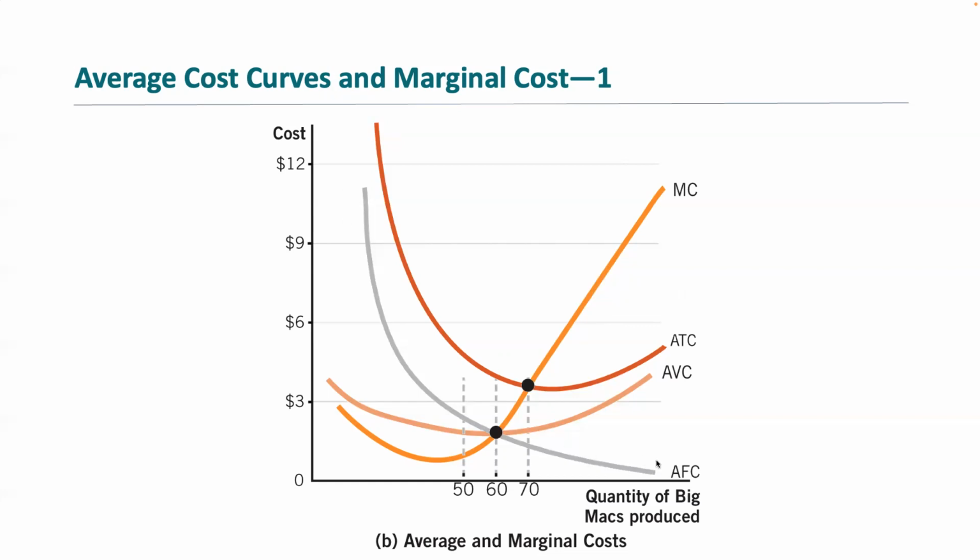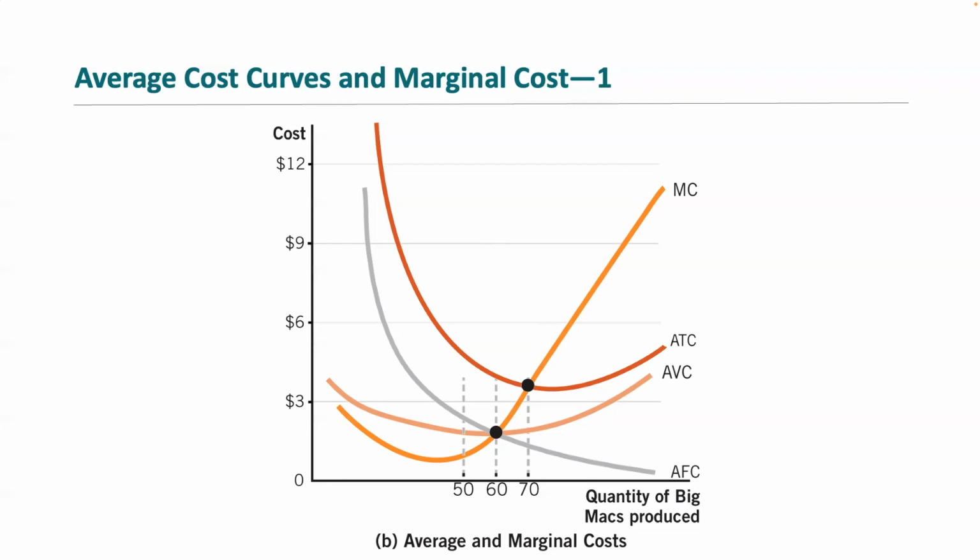Our fixed costs are those costs being distributed amongst the Big Macs that we're producing. This is downward sloping because as we produce more and more Big Macs, we're able to divide those fixed costs amongst more units. Our average variable costs are going to go down a little bit, but then become upward sloping because as we're producing more and more units, those variable costs are going to go up as well. And the same can be said for our total cost, because that is going to be our variable and fixed costs added together.